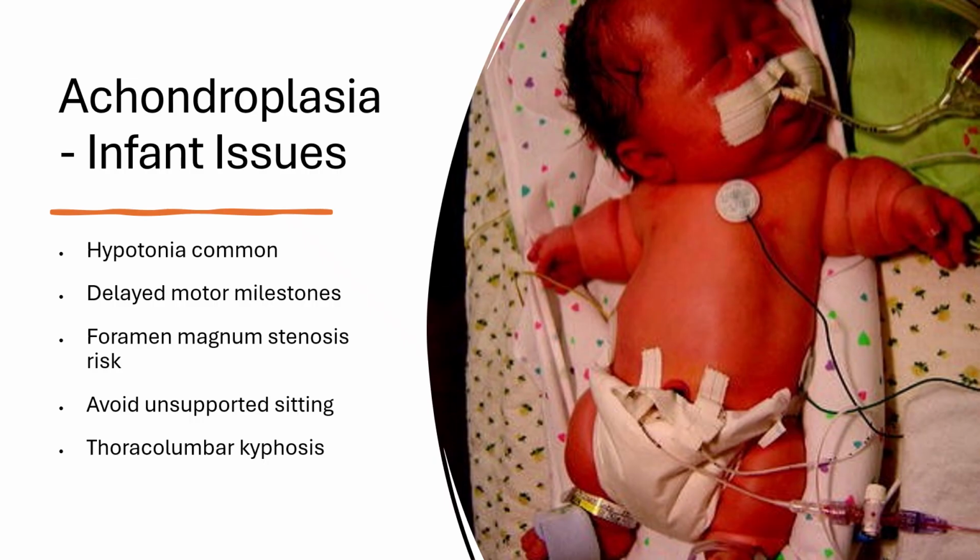Thoracolumbar kyphosis develops because the altered spinal anatomy combined with hypotonia creates abnormal curvature patterns. Understanding these interconnected problems helps you appreciate why achondroplasia requires comprehensive, knowledgeable care rather than simply monitoring for growth.